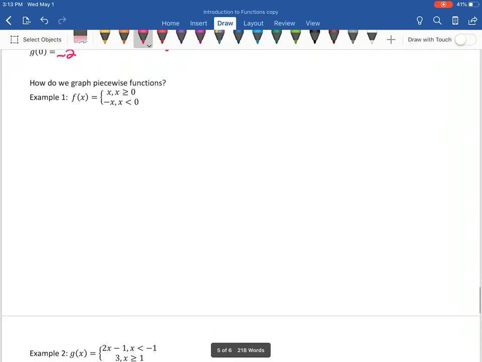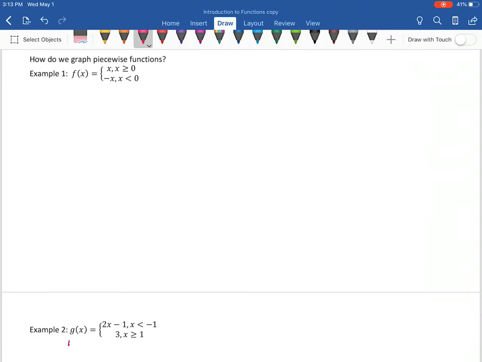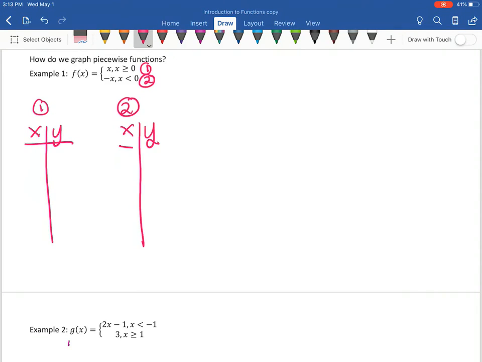Okay, now, how do we graph piecewise functions? What I like to tell people, to break it down, it makes this much easier to graph, is to make a table of points for each piece. So I'm going to call this piece number 1 and this piece number 2. And I'm going to make a t-table, an xy table for each piece. Now, for the first piece, we have the function y equals x, and for the second piece, we have the function y equals negative x.